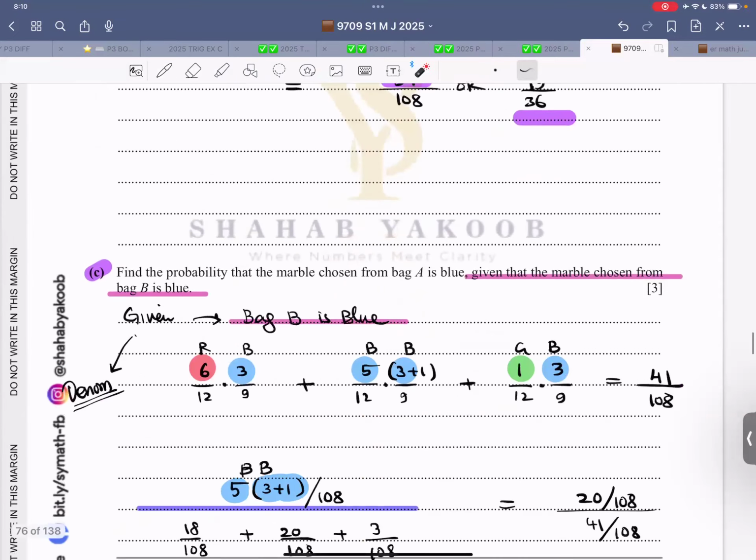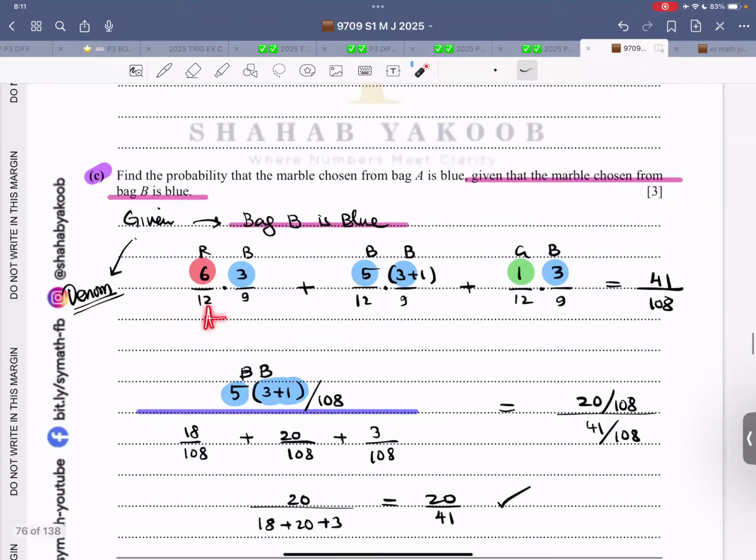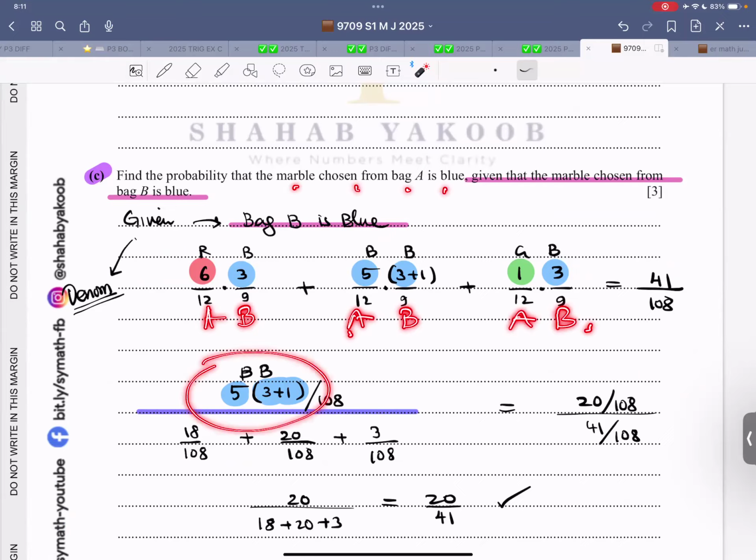So now, given marble chosen from bag B is blue, that means it could be red blue, it could be blue blue, it could be green blue. That is this much. And they are saying marble from bag A is blue. Bag B is already blue. So this is bag A, this is bag B, this is A, this is B, this is A, this is B. What goes at the top? Marble chosen from bag A is blue. That is the thing. Bag B is already blue.